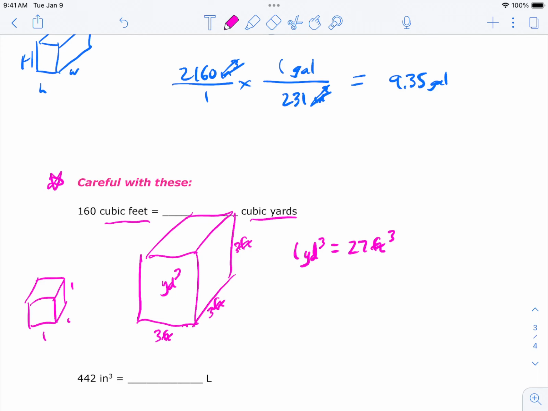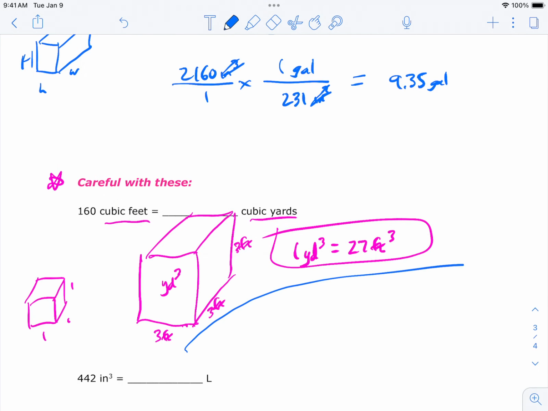So we could just go ahead and use this as a direct conversion factor. But you've got to keep in mind when you're doing this, you go like this. You go 160 cubic feet, put it over 1, and you know that a yard has 3 feet, right?